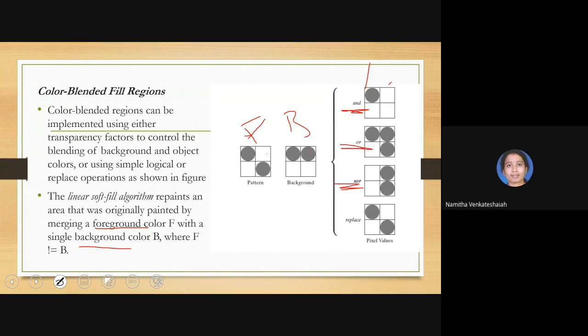And the next thing is using XOR. So what do you mean by XOR? XOR will be highlighted if both are 0. Okay, here both are 0. This is working in some other pattern.